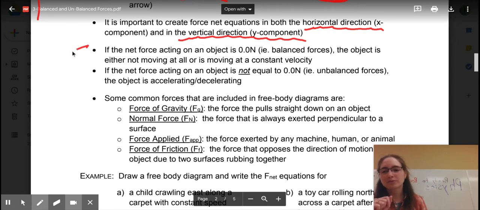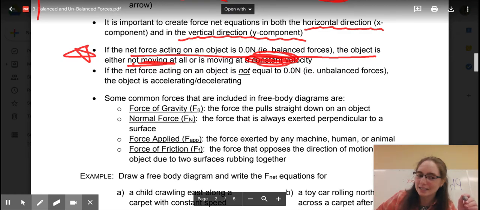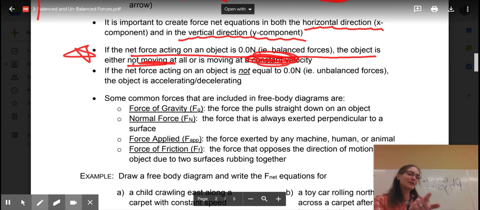Now, ladies and gentlemen, big star, super important. Your Fnet is going to be 0 newtons if you have balanced forces. That means the object is either stationary or moving at a constant velocity. So highlight that constant velocity, because I will be asking you questions on your assignment where I say constant velocity, and what that's going to mean is your Fnet will be 0. Subtle hint. Okay.